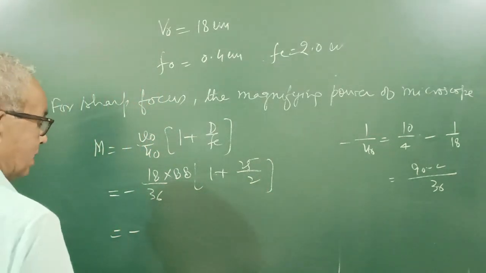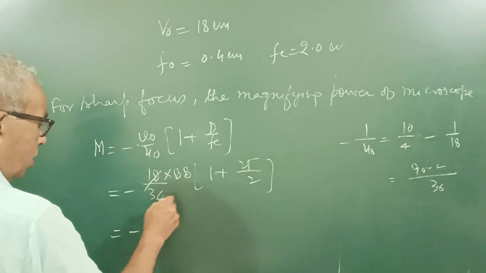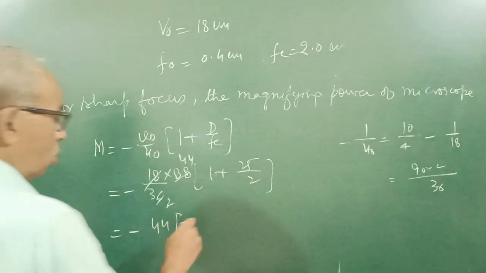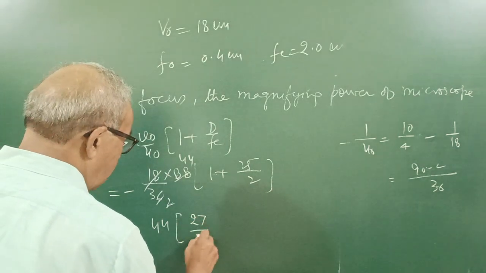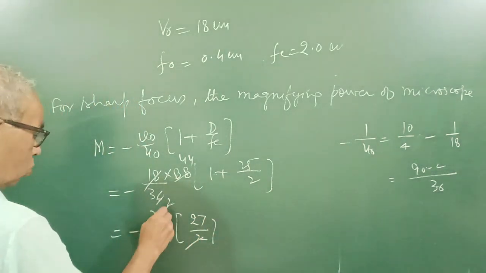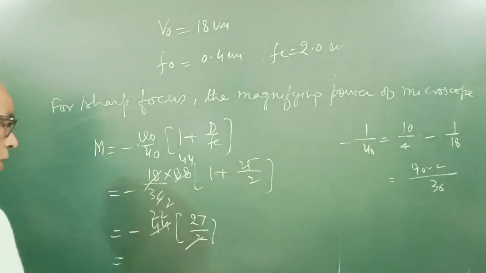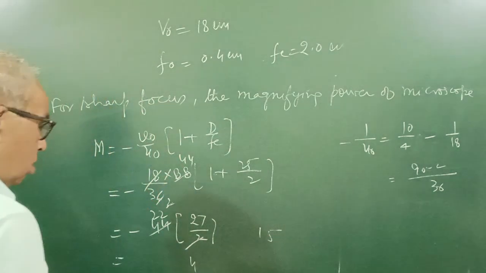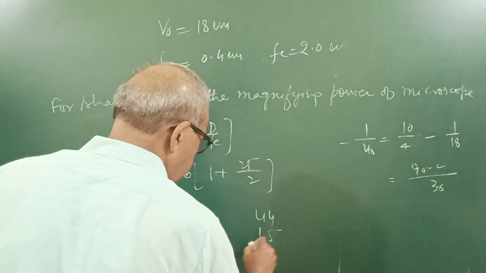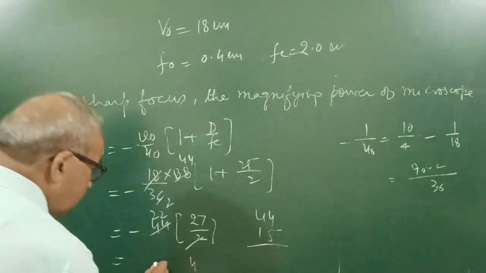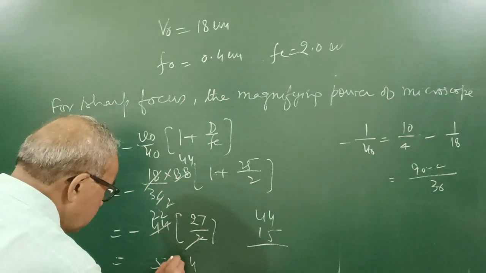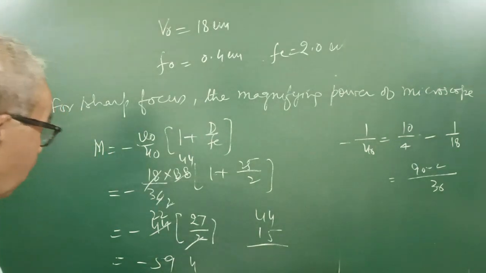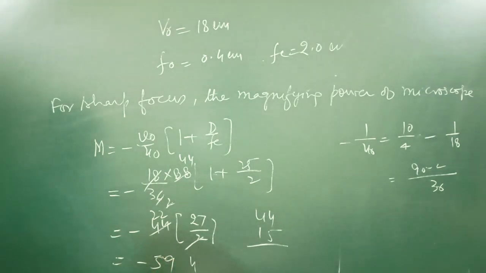It is minus 18 to the 36, 44. So 44 are into 27 upon 2, 22, 27, 154, carry 15, or 44, it is 594. So this is the magnification. Minus sign means the image is inverted.